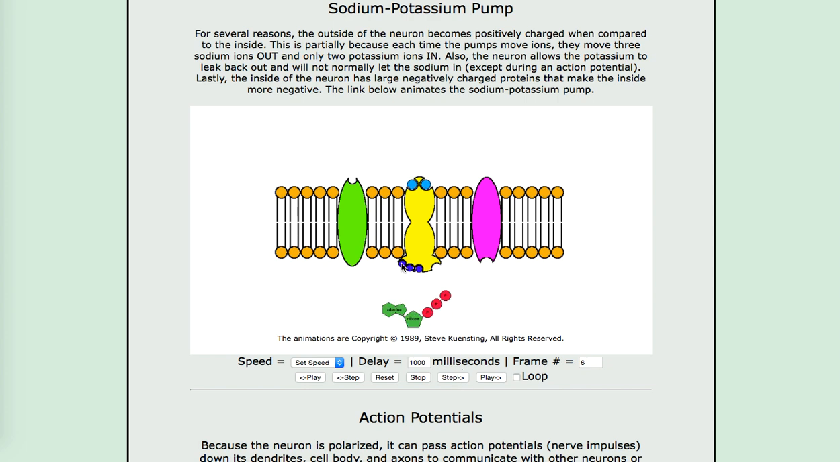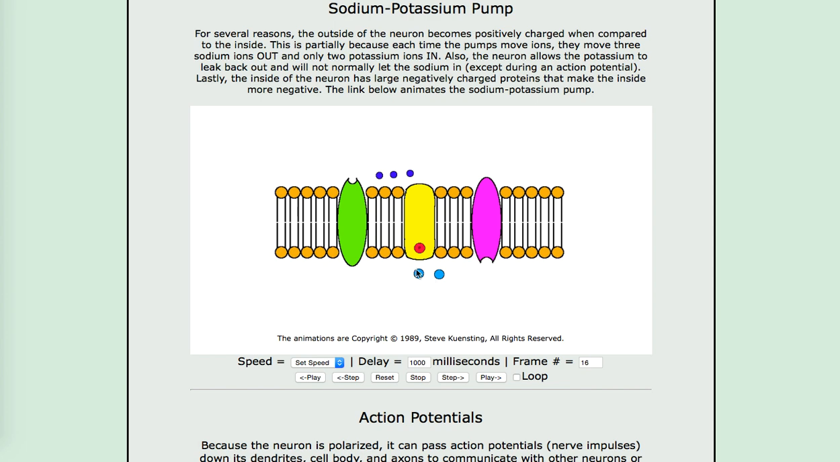Sodium is loaded here, potassium is loaded here. This is an ATP molecule being delivered from a mitochondria. The ATP molecule comes up to the sodium-potassium protein and drops off this last phosphate. That phosphate contains energy. That causes the pump to throw the sodium out and the potassium in. So you notice it throws them, shoots them out.